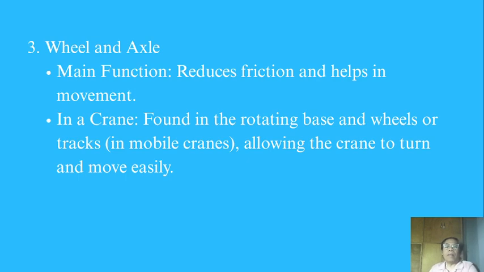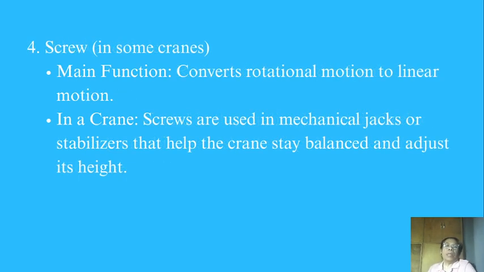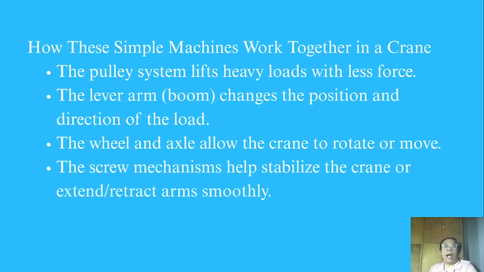In a crane, it is found in the rotating base and wheels or tracks in mobile cranes, allowing the crane to turn and move easily. Number four, screw. In some cranes, the main function is to convert rotational motion to linear motion. In a crane, screws are used in mechanical jacks or stabilizers that help the crane stay balanced and adjust its weight.